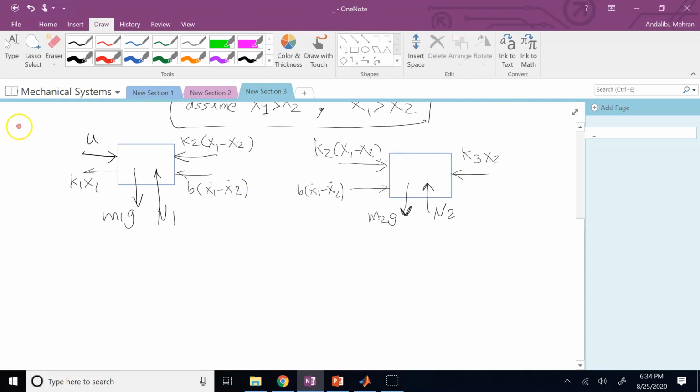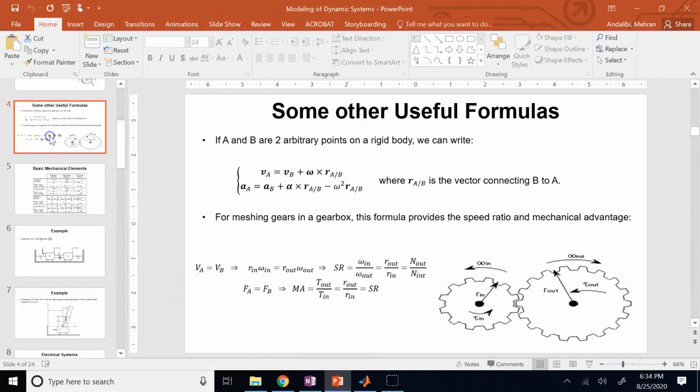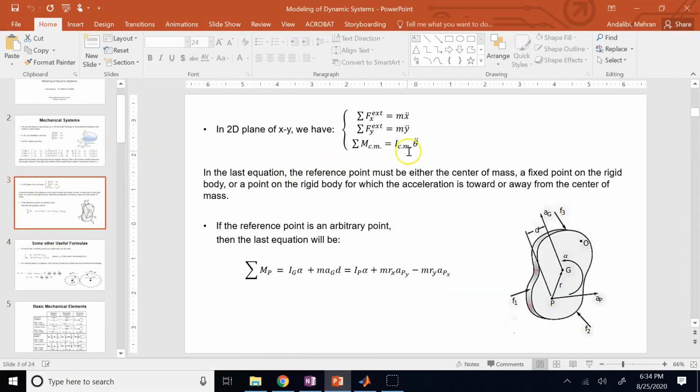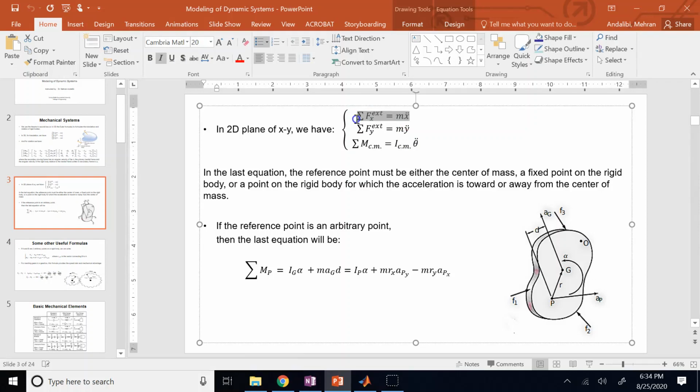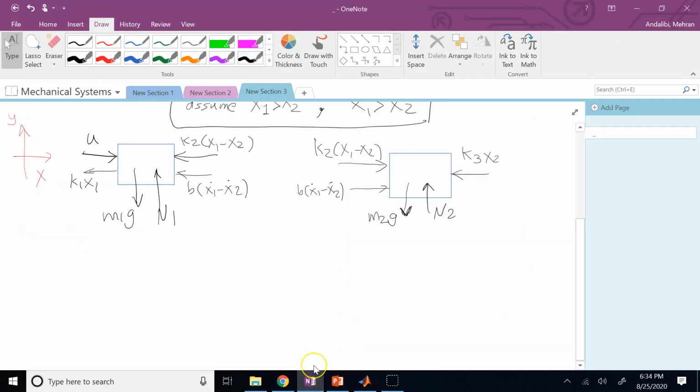A coordinate frame. So we use the traditional X, Y coordinate frame. And now we write down our equations of motion. We have one equation for X, one equation for Y, one equation for rotation. But first of all, these objects do not have any rotation, and they do not have any Y motion. So from these three equations that I showed you, the only equation that we're going to be writing is the X equation, okay?